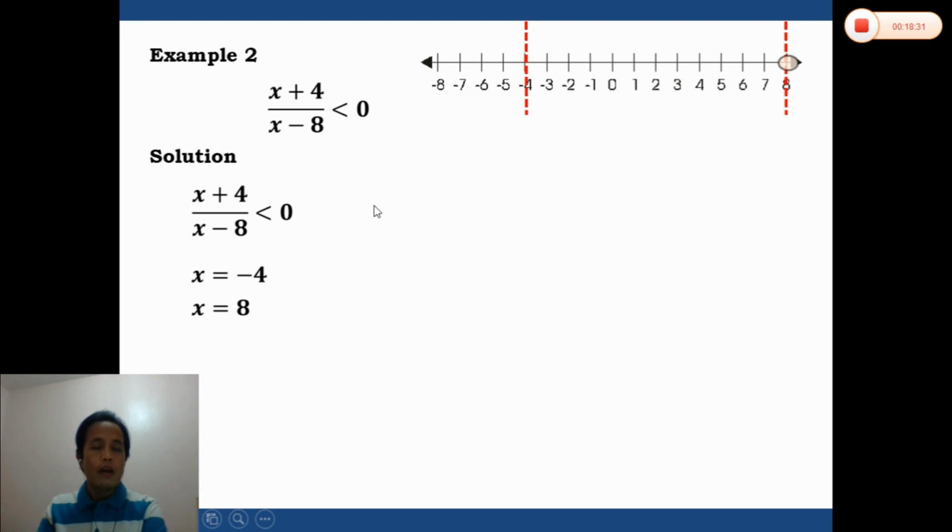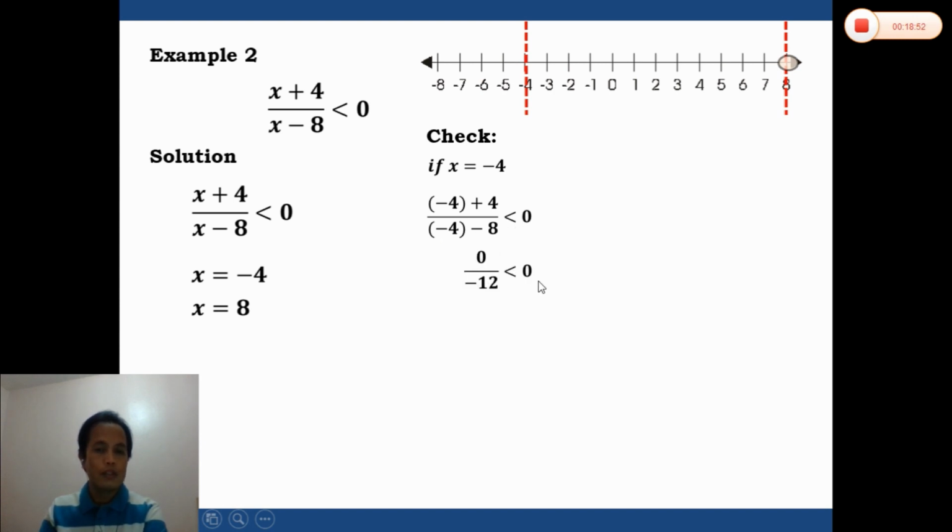Now, we will need to check if negative 4 will give us a true statement. So we will substitute negative 4 to the inequality. So we have negative 4 plus 4 over negative 4 minus 8 is less than 0. So this is 0 over negative 12 is less than 0, and that is a false statement because 0 over negative 12 is 0, which is equal to 0. So meaning negative 4 is not part of the solution set, so we will indicate this one as a hollow dot. As you can see, the number line is being again divided into regions.